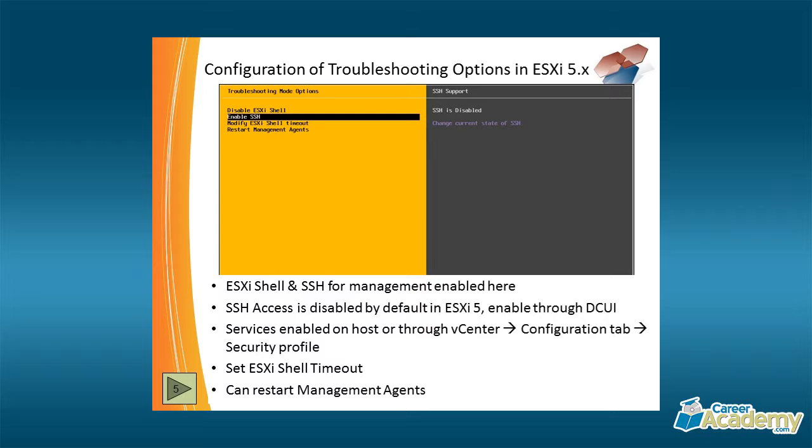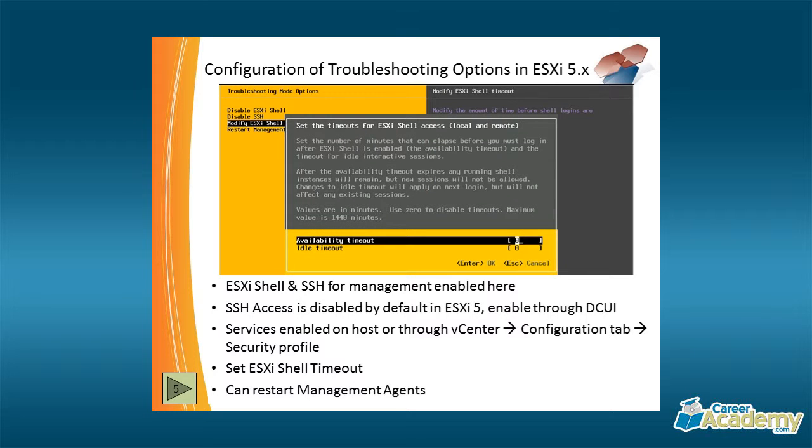The next option is doing the same thing with SSH. Again, it's a toggle that you can turn on and off. The third option here is a series of timeout values, and when you select it, you'll notice there are actually two timeout values. One is an availability timeout. So if you enable this technology and then you don't actually use it, it's going to just turn itself back off.